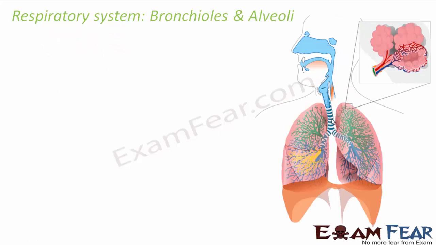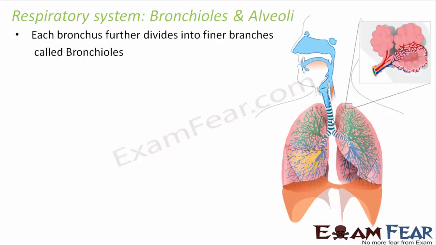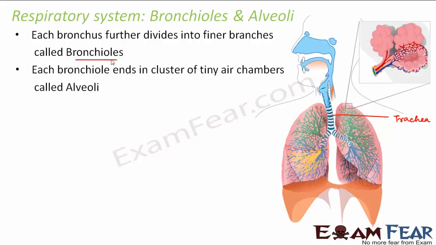Now the bronchioles and alveoli. Now bronchi and bronchioles, the names are quite similar, right? So what are bronchioles? Each bronchus further divides into finer branches called bronchioles. So here you can see that this is the trachea. So this trachea, as it entered inside the lungs, it broke down into the bronchus, and each of these bronchi then further divides into smaller branches to form bronchioles. So the further branching of bronchi are known as bronchioles. Each bronchiole ends in tiny clusters of air chambers called alveoli.